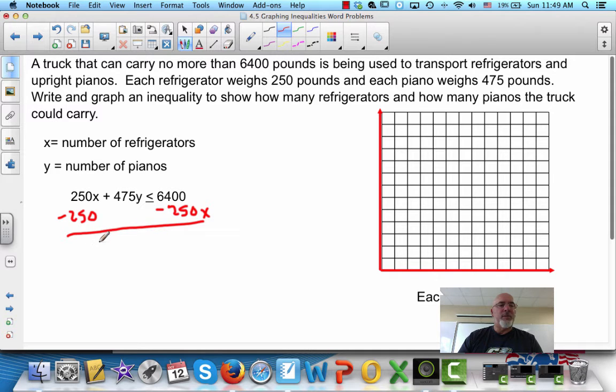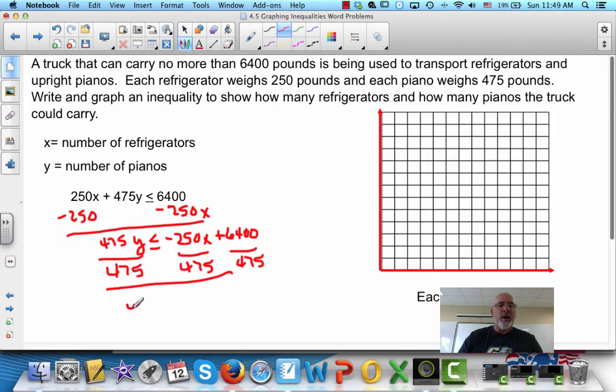That gives you 475y is less than or equal to negative 250x plus 6,400. You divide by 475, divide by 475, divide by 475, and that leaves you with y is less than or equal to, and I did this earlier, let me see what I got, negative 10 over 19 x plus 13.5.